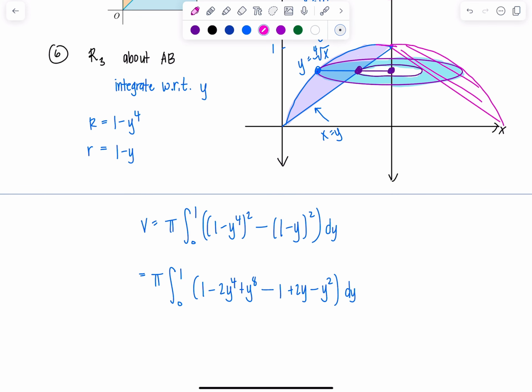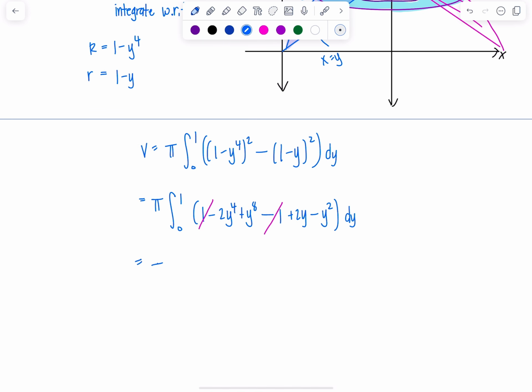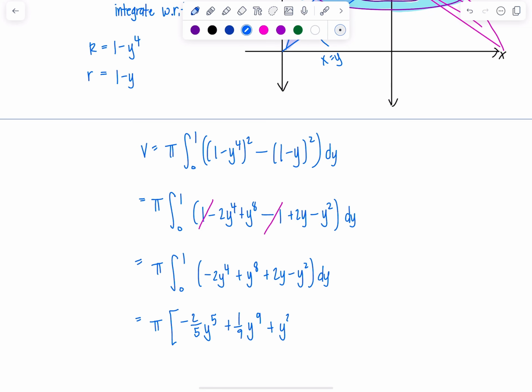These ones cancel out, and that's about it, right? Pi, 0 to 1. You can put it in descending powers if you want. It won't be life-changing, so I'm not going to. And there's no other like terms to combine. So it looks like in the next step, we're going to integrate. So pi times, this is negative 2/5 y to the 5th plus 1/9 y to the 9th plus y squared minus 1/3 y cubed from 0 to 1.